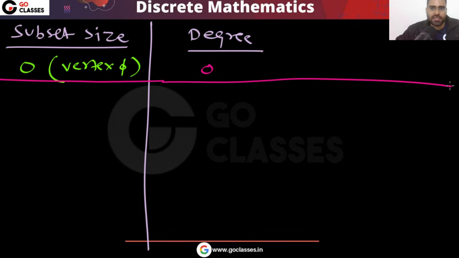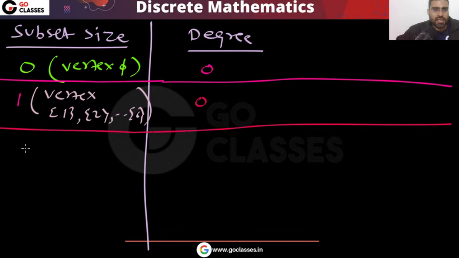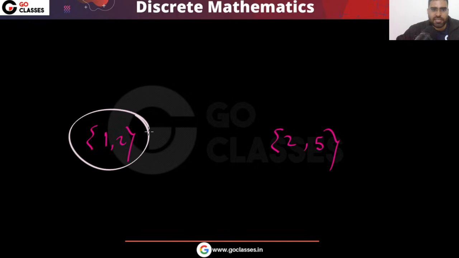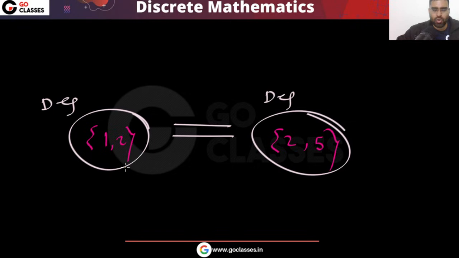If your subset size is 1, these are the vertices, like vertex 1, vertex 2, and so on up to vertex 6. They also have degree 0. Nothing to worry about. Now you tell me, if you have size 2 vertices, they are symmetric, right? Whether you take 1,2 or 2,5, it does not matter. This degree will be same as this degree, because there is complete symmetry here. They will always be same.